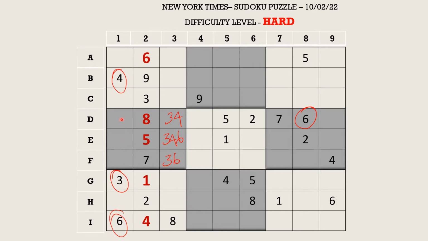Now remaining numbers are 1, 2 and 9. There is a 2 in D row and 2 in E row. So 2 goes here in F1. There is a 1 here in E row. So 9 goes here in E1 and D1 takes 1.